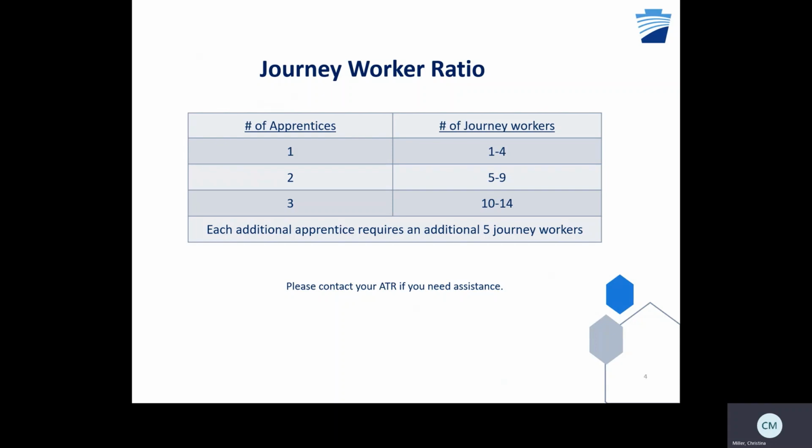There is a journey worker ratio that all apprenticeship programs need to abide by. This is just to ensure that there are enough mentors to properly train the apprentices. If you have 1 to 4 journey workers, you can have 1 apprentice. 5 to 9, you can have 2 apprentices. 10 to 14, you can have 3 apprentices, and each additional apprentice would require an additional 5 journey workers.